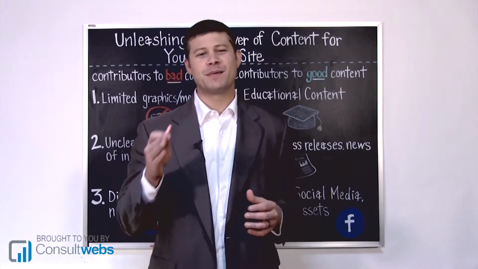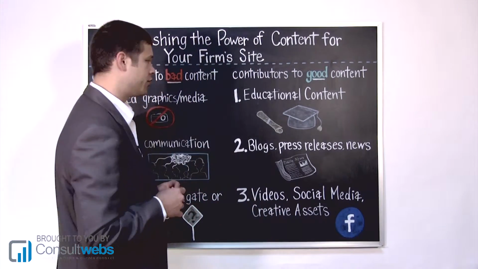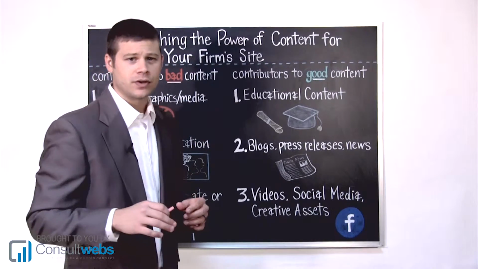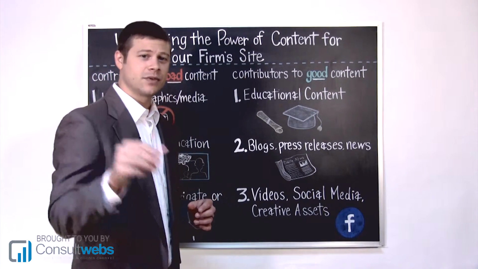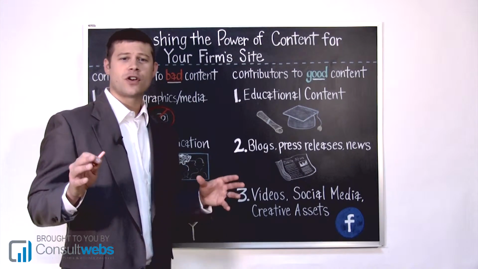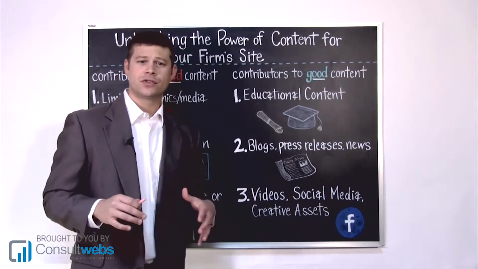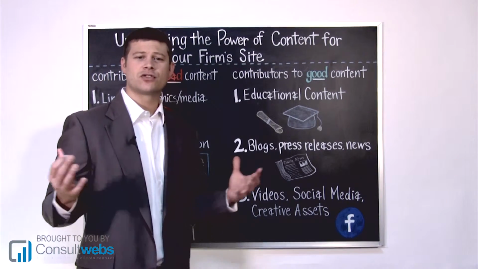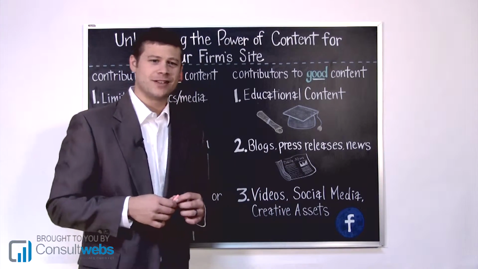So let's jump into what makes good content for your website. It can be broken down into 3 major contributors. Number 1, educational content. Provide good information, provide good resources, and that's what's going to help support the campaign. Number 2, blogs, press releases, news articles. Keep the site active and relevant. Number 3, videos, social, creative assets. These are all ways to break the monotony of the site, add more dynamics to the page.